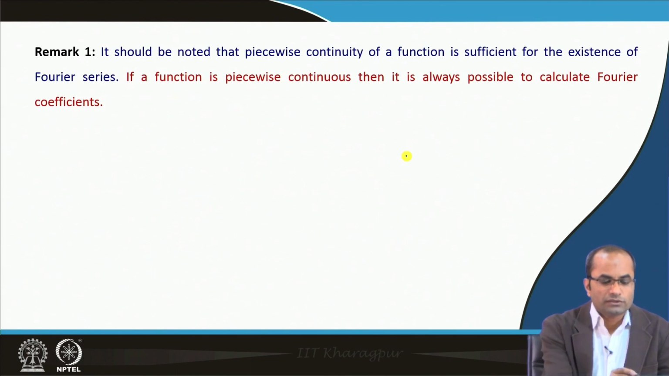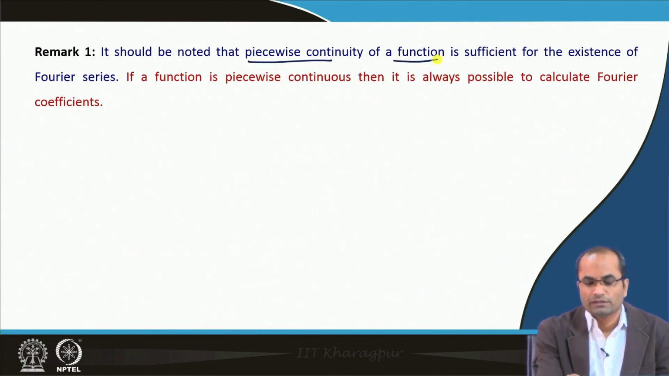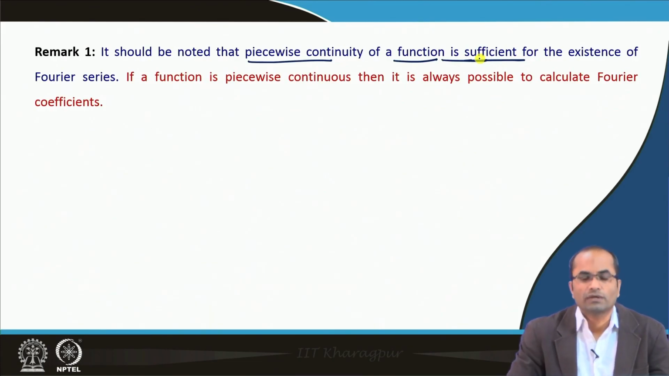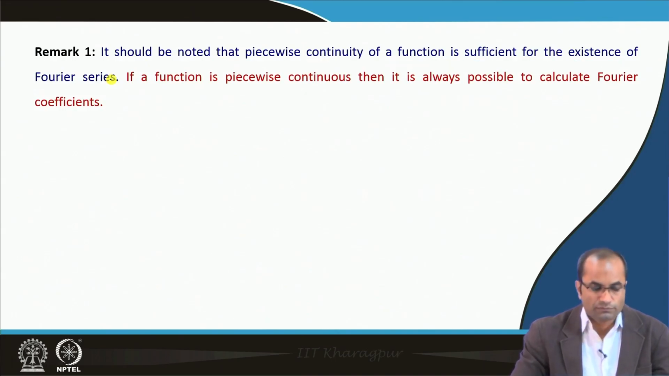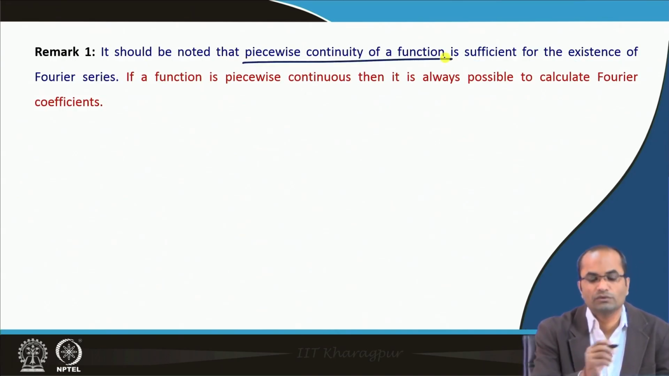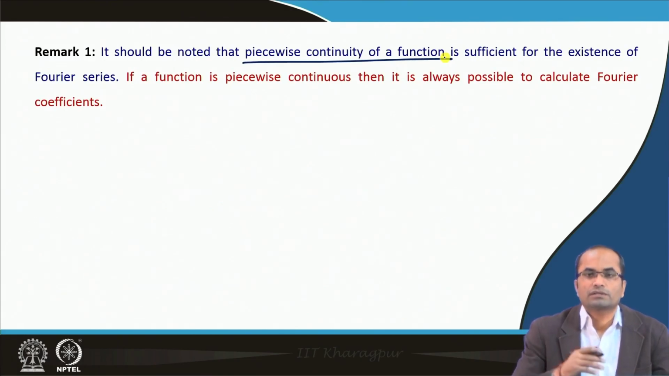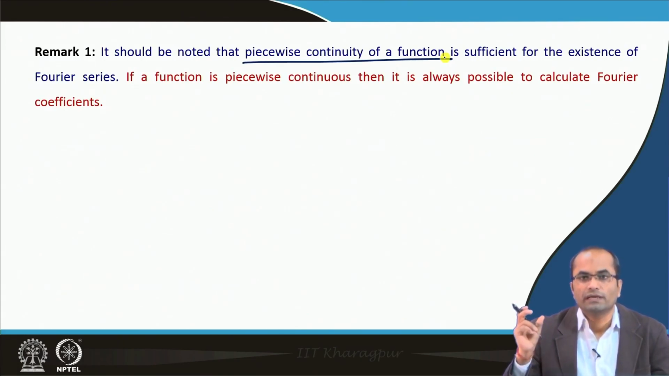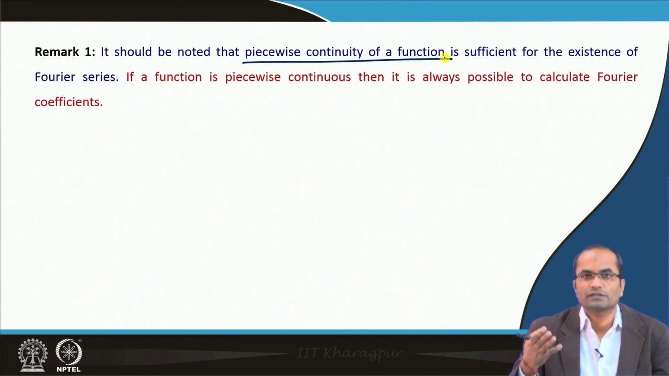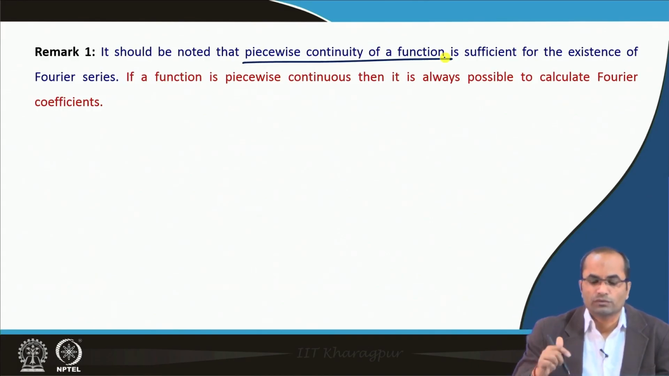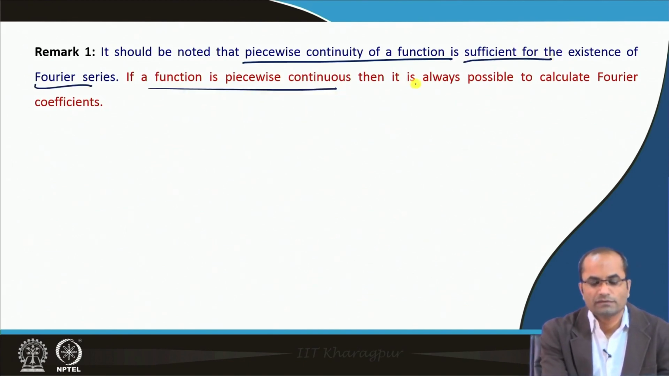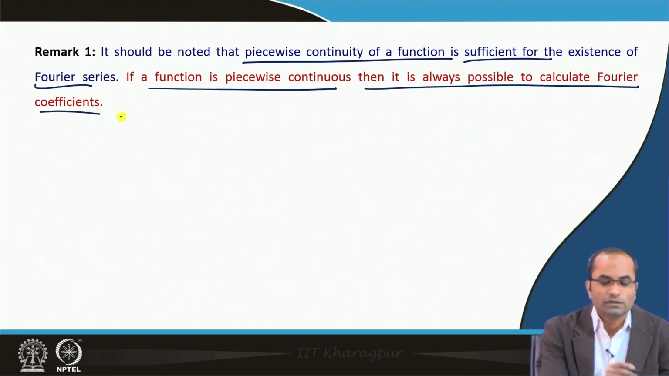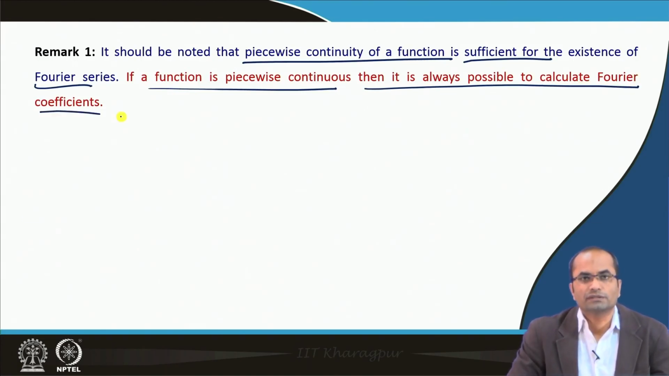Just a remark: it should be noted that the piecewise continuity of a function is sufficient for the existence of the Fourier series. So for the existence of the Fourier series, what do we need? We need piecewise continuity of the function, because if the function is piecewise continuous, we can get a n and b n, since the function will be integrable. Piecewise continuous functions are integrable in that closed interval. So if a function is piecewise continuous, it is always possible to calculate Fourier coefficients. That is very clear.